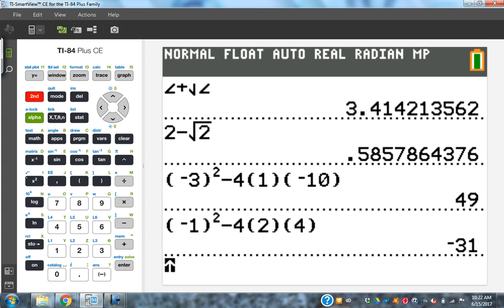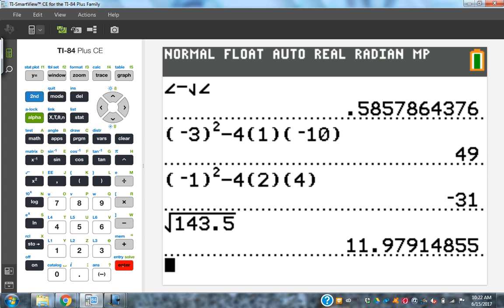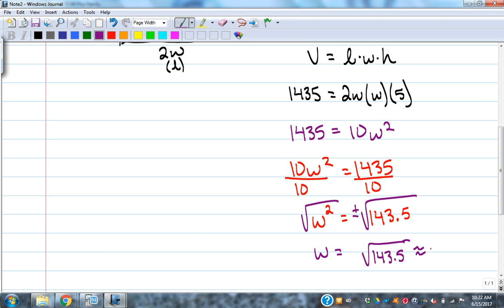Oops, I need the square root first. 143.5. 11.979. Almost 12 centimeters. And it's centimeters since that was the unit of measure in there. So there's just an application problem using the volume formula. Basic formula there, but just taking that.